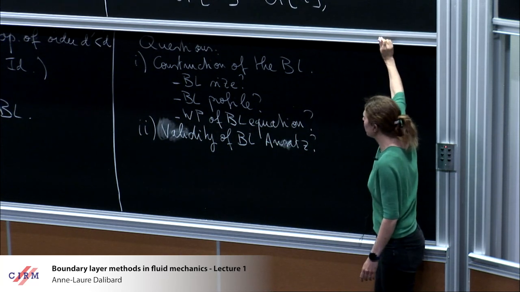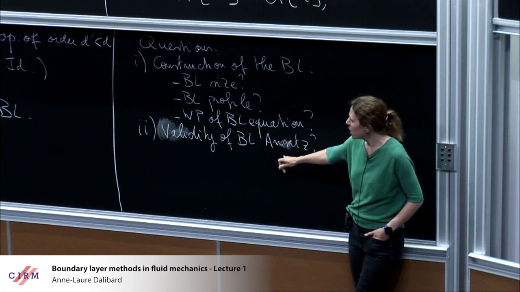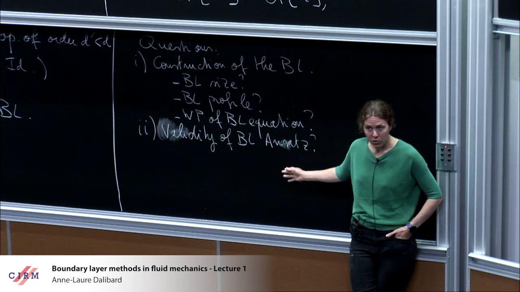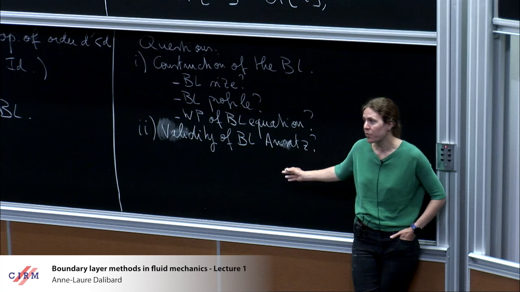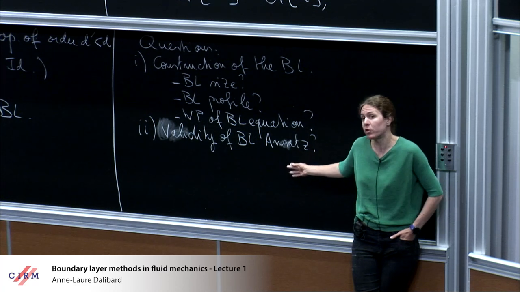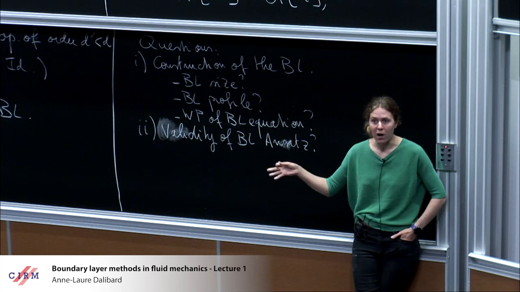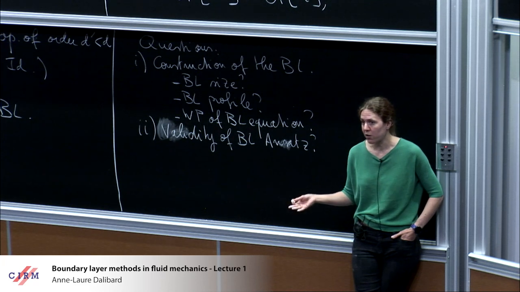So I'll give examples where I don't know if this is completely clear for you at the moment, but quite often what happens is the following. You have an actual solution, which is U epsilon, and what you want to do is describe U epsilon in simpler terms. So you want to write U epsilon, let's say, as some function U bar, which will be your solution in the interior of the domain, plus a boundary layer part, which is a correction.